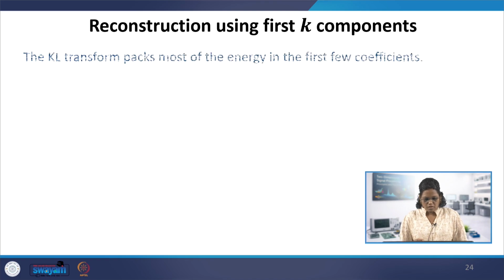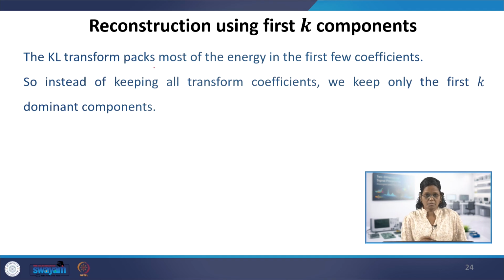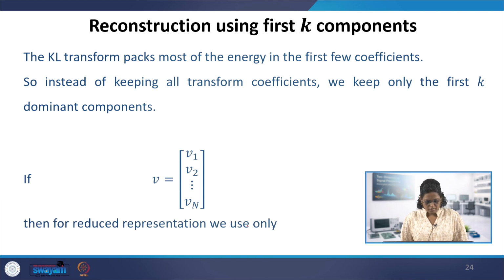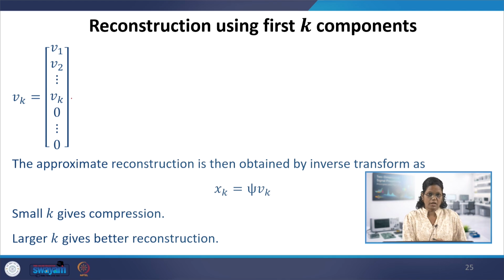So in the reconstruction process, with these V coefficients, can we use all of them? Most of the energy is not spread across all the coefficients; it is in the first few only. The energy is packed in the first few coefficients. So if V is V1, V2, up to Vn, we can reduce it to V1, V2 up to Vk, with the remaining made 0. This Vk holds the first principal components, the transform coefficients that carry the energy.